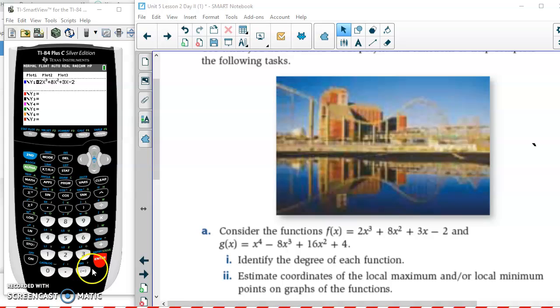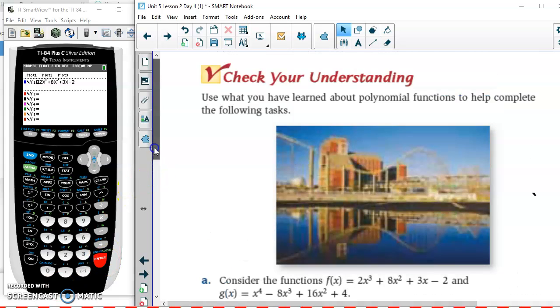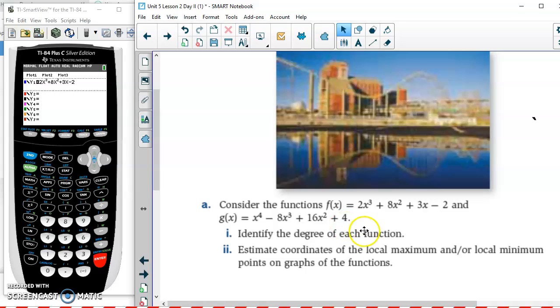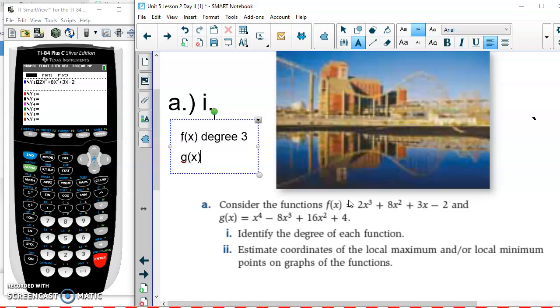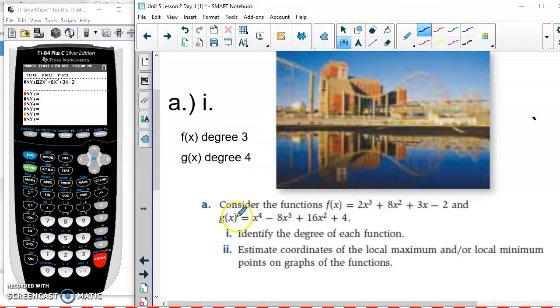Today I'm going to go over our Check Your Understanding problem from yesterday. For the first part of the problem, it says to identify the degree of each function. So let's just do that. For part A, part 1, f of x is degree 3, because the highest exponent is 3. And g of x is degree 4. The highest exponent is 4. So we got that first part of the problem completed. All right, so this is done.